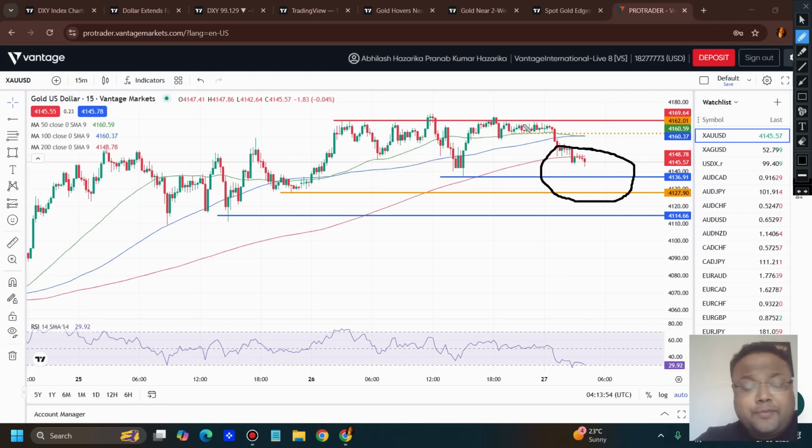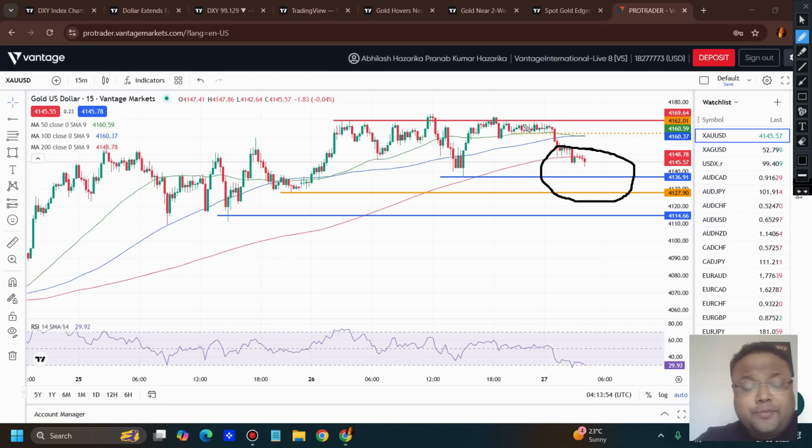And if you look at the market sentiment, you can see gold hovers near 2-week high. Gold prices dipped to around 4150 per ounce on Thursday, but remained near a 2-week high as investors continue to anticipate a Federal Reserve rate cut next month. So overall, market is continuing the upside because market is expecting rate cut. Usually, whenever a rate cut happens, gold shows upside. Gold near 2-week high. Spot gold edges higher on Fed rate cut hope. So this is the overall market sentiment.